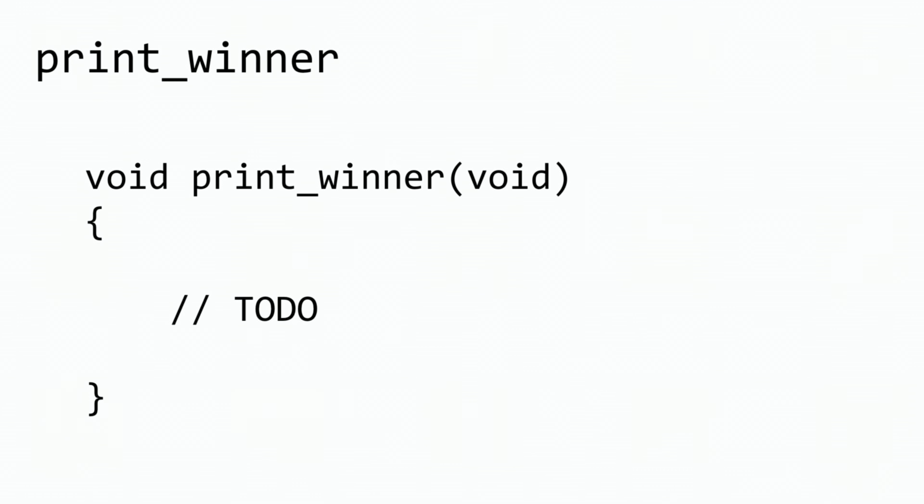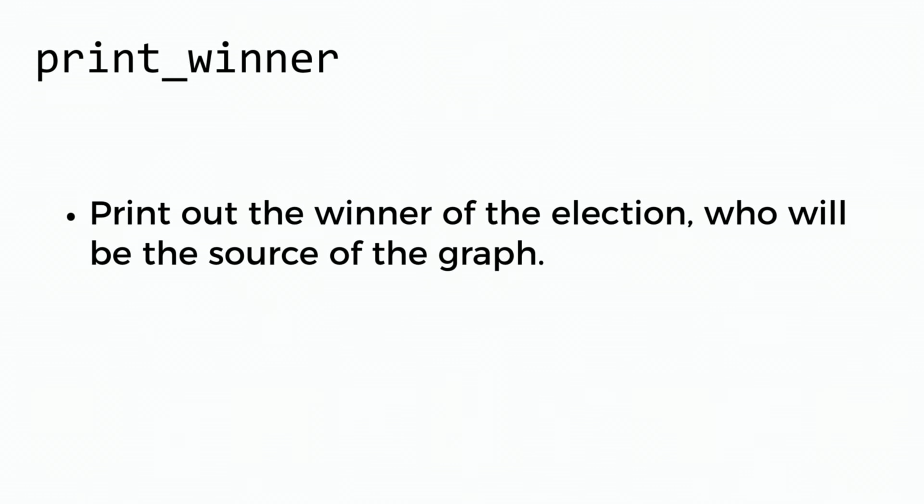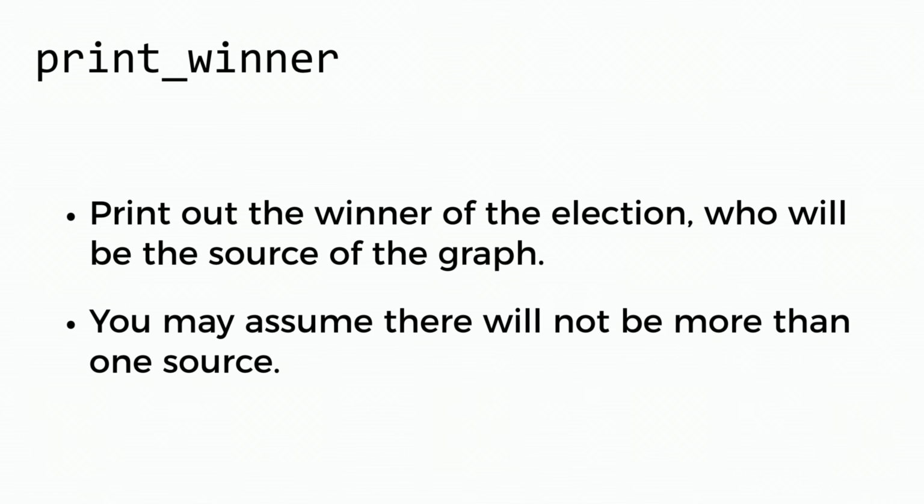After you've done all of that with the pairs, the last step is the print_winner function, which is responsible for printing out the winner of the election. And recall that the winner of the election will be whoever the source of the graph is, where the source of the graph is the candidate who has no edges pointing towards them. You can assume for the purpose of this program that there will not be more than one source in a graph, even though theoretically a graph could have more than one source.